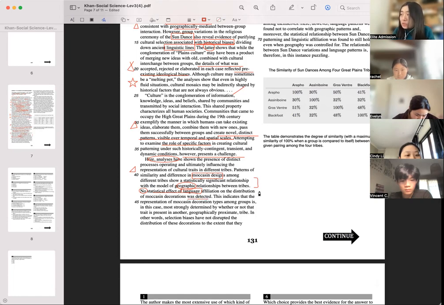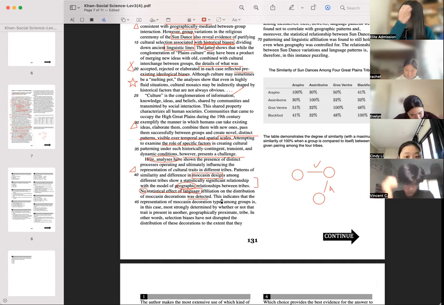Does that make sense? So they find out the geography has connections consistent with the moccasin design, but they don't find any patterns with the language, right? So that's it. That's what you need to get. Don't infer too much. Just stay there. Use the original wording. That's fine.